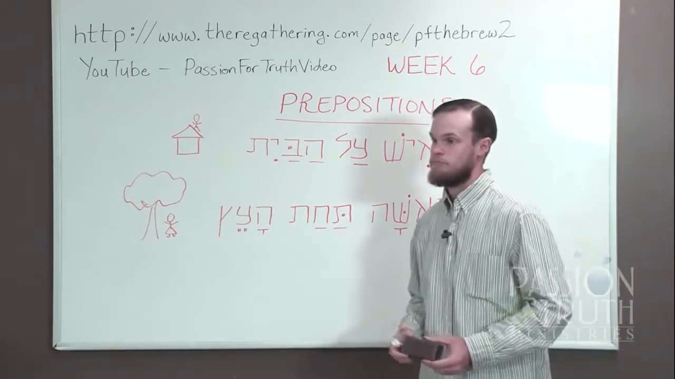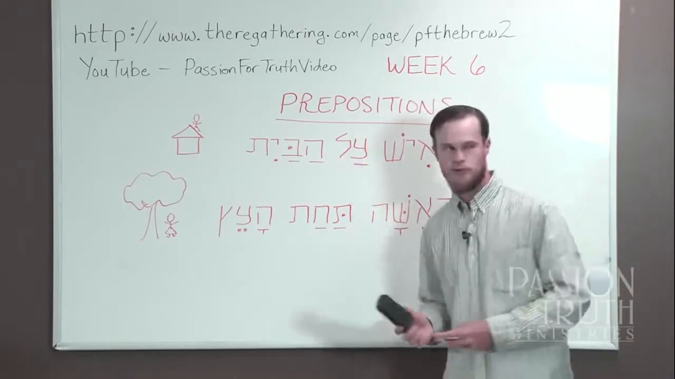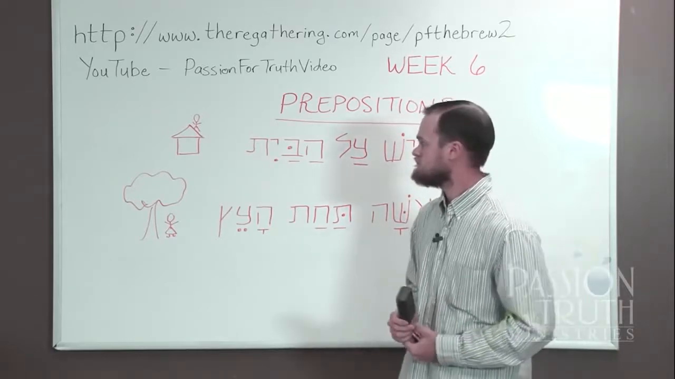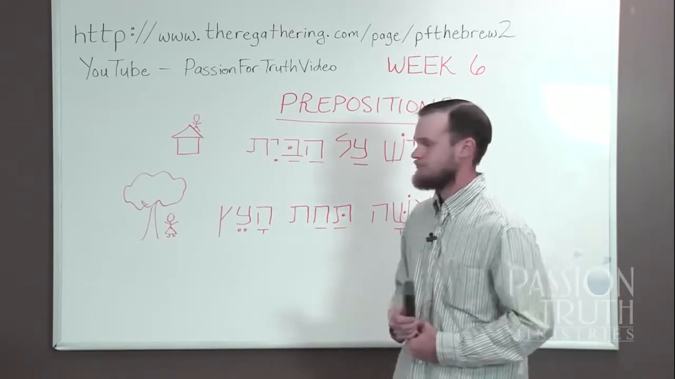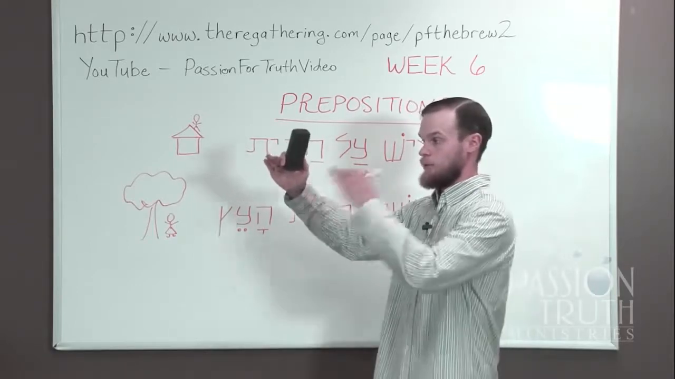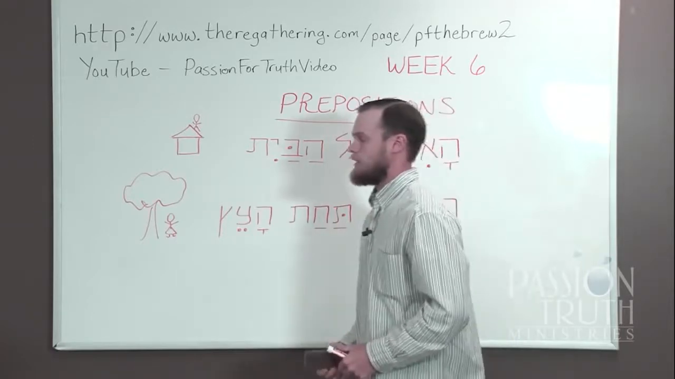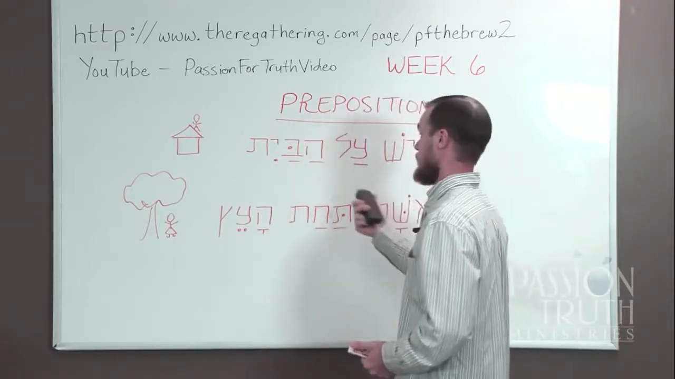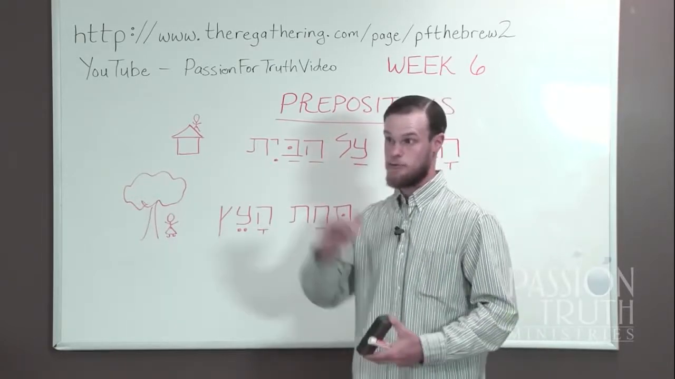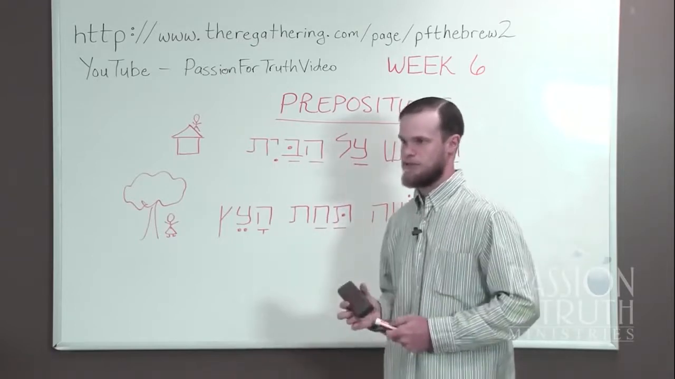Okay? Any questions about the usage of these thus far? Okay. So we've got al, which is on top of, tachat, which is underneath. And I will mention these words have metaphorical meanings as well. You'll see them used in other senses than literally being on top of or underneath. I'm not going to go into those right now. I'm just going to use them so that you can use them in a sentence.